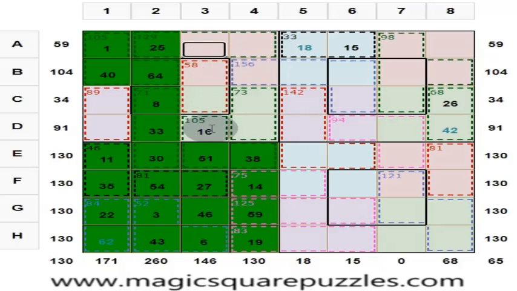58 plus 16 is equal to 60 plus 14, 74. 56 you put here. And what is this? So 56 plus 25 is equal to 61, 81, 82. Here you put 48 to get 130. Answer is right. Color will change.